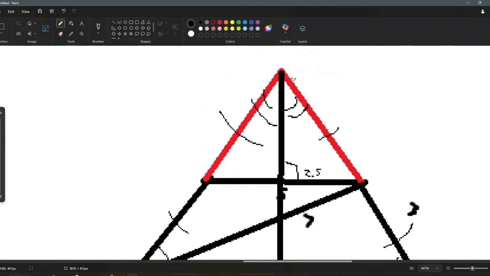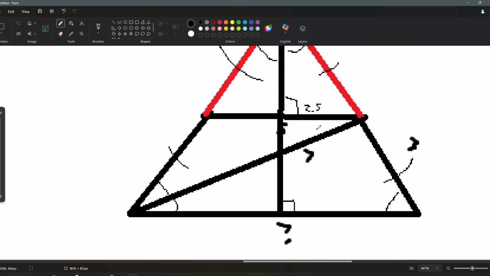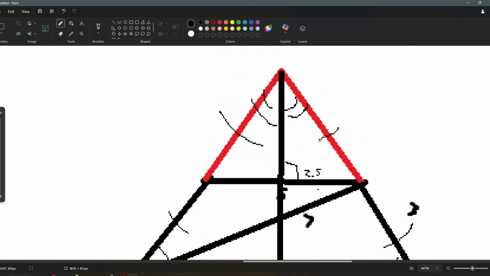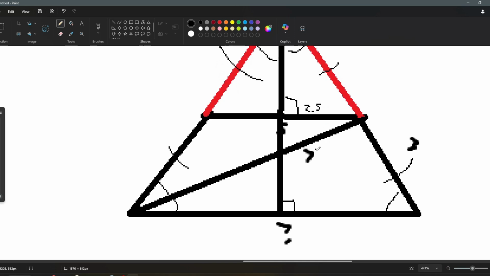With this big triangle, I have none of the lengths. With this small triangle, I have one of the lengths. Can I make another triangle somewhere? A right triangle? Can I say that any of these are similar? I know that this is similar to that.